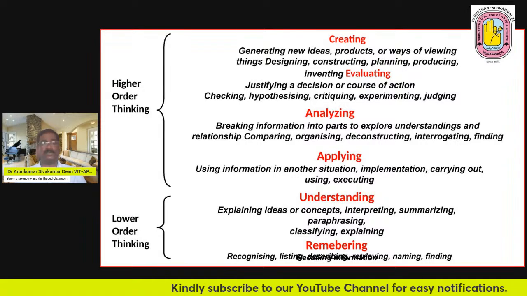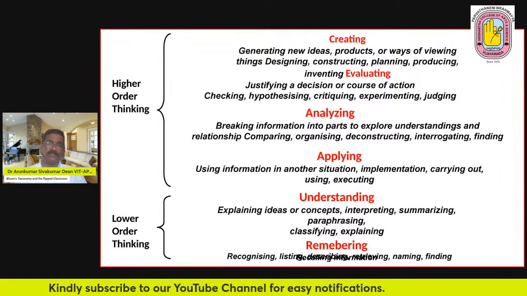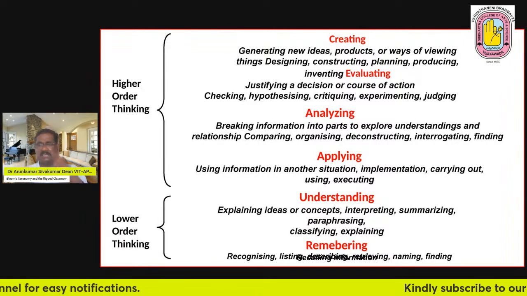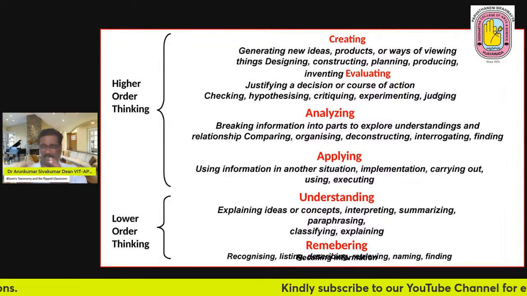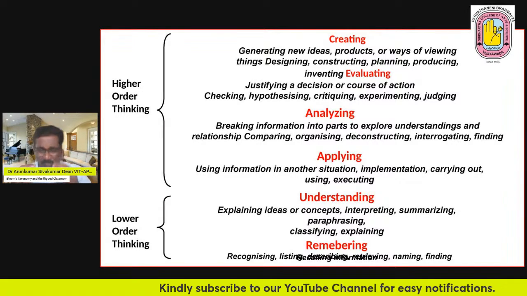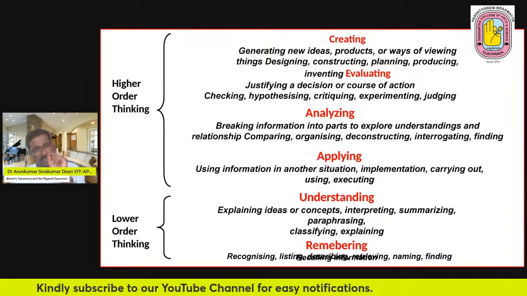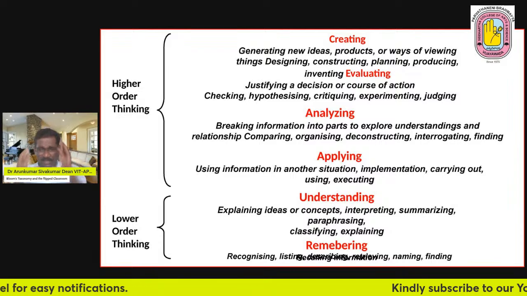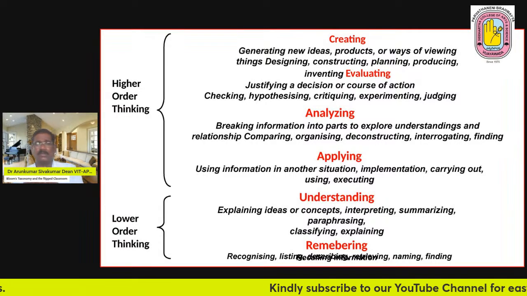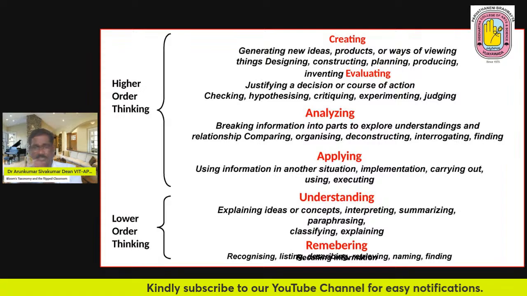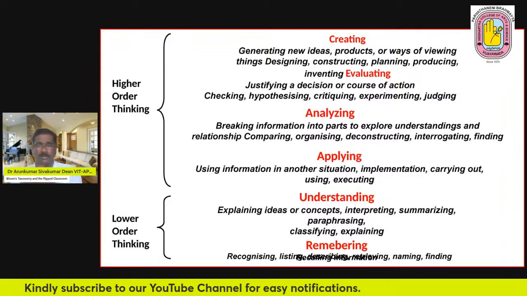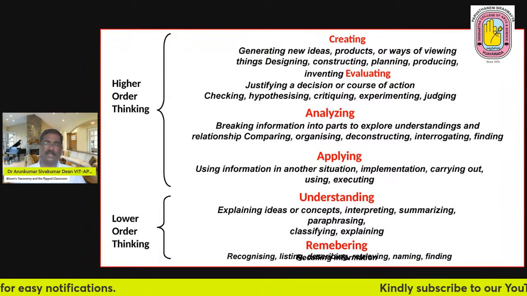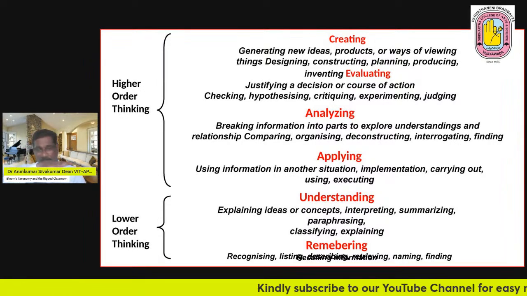Analysis is also required. Breaking information into parts to explore understanding and relationships: comparing, organizing, deconstructing, interrogating, finding. So, bits and pieces of information about a particular industry. If you want to analyze an industry, for example the airline industry, a lot of deliberation happens, so many bits and pieces of information are gathered on how the industry performs. Apply the Porter five forces model, the Porter value chain model, the Porter diamond model, all those concepts, and deliberation happens, then we come to an analysis using all these tools. So, this is happening inside the classroom.